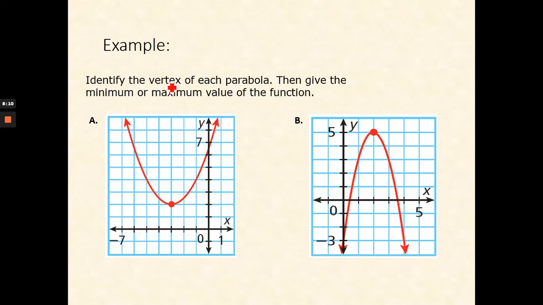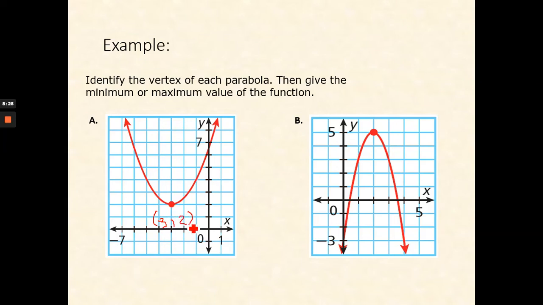So we have here, identify the vertex of each parabola. So what is the vertex of this one? What are the coordinates of the vertex? You're just going to find, what is your x here? 1, 2, 3. So -3. And what is your y?